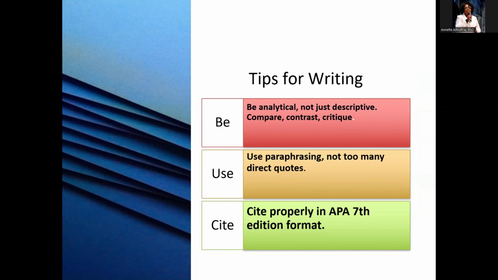All right, here I want to give you just a few tips for writing. This is how you're going to level up your writing. One, you want to be analytical, not descriptive. You're going to compare, contrast, and critique. You should paraphrase. Your research should not contain a lot of direct quotes. But even if you paraphrase, you must cite your sources. Cite properly in APA 6th or 7th edition.